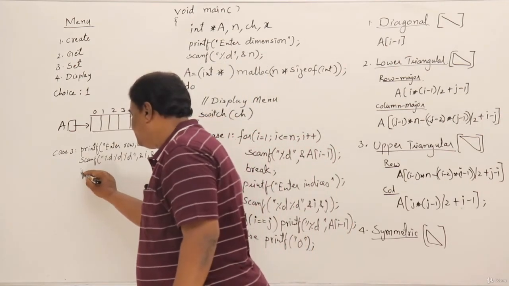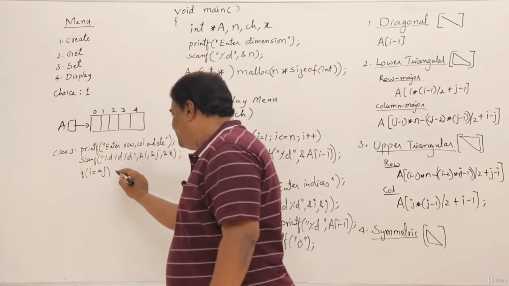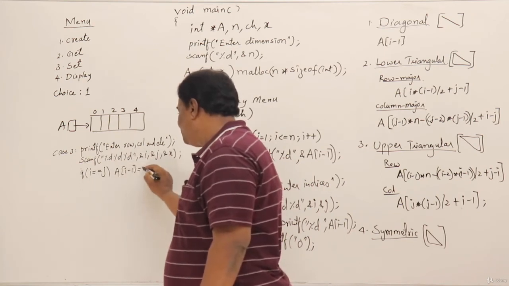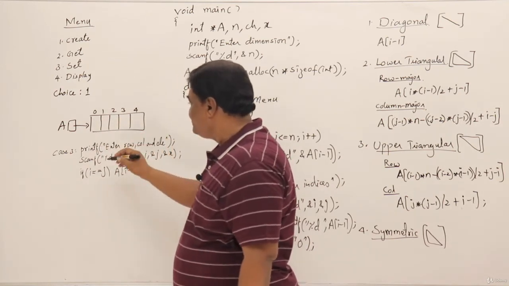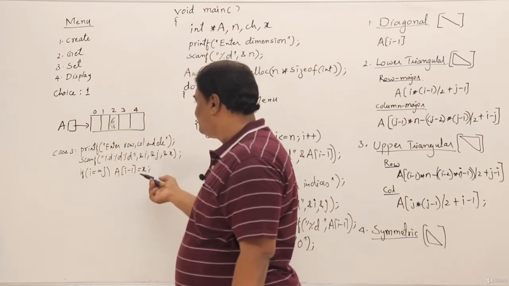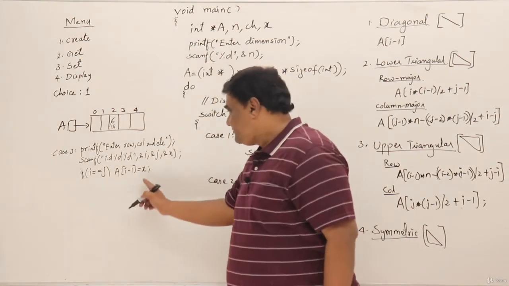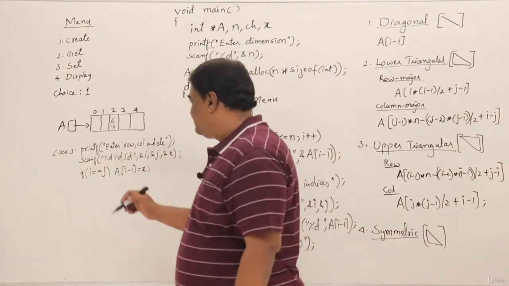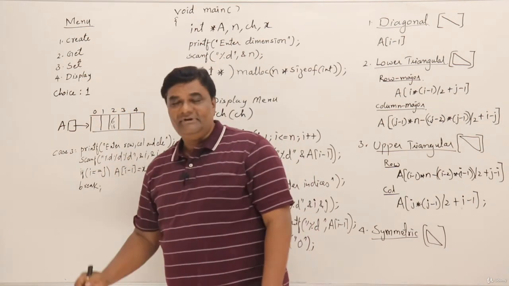So here I will write down the condition: if I is equal to j, then in the same line I will continue, set the element at I minus 1 as the given element x. So suppose I want to change this element or this element, so whatever the element is already present there, suppose 6 was there and I want to change it to 10, so you can change it. So this is row 1, row 2, row 3. So I have to give row 3, so it is I minus 1. So at a 2 it will change. This is for case 3. Then break. Then the last option, display.